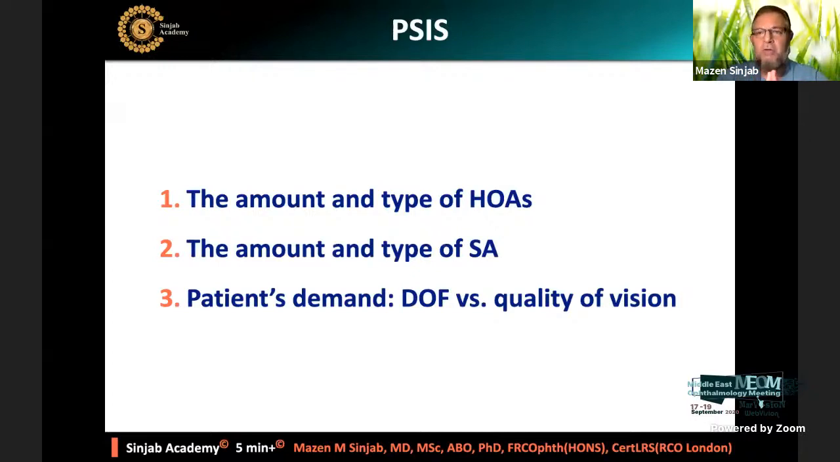it depends actually on three factors: the amount and type of the high order aberrations, the amount and type of the spherical aberration, and the patient's demands, whether the patient prefers to have depth of focus so he or she can see clear near objects without the assistance of glasses, but this will be on account of quality of vision. So if there is depth of focus, the quality of vision will be lower. Or maybe the patient will say, no, I want sharp vision and no problem for me if I use glasses. So the patient doesn't like to have depth of focus and he insists on having quality of vision.